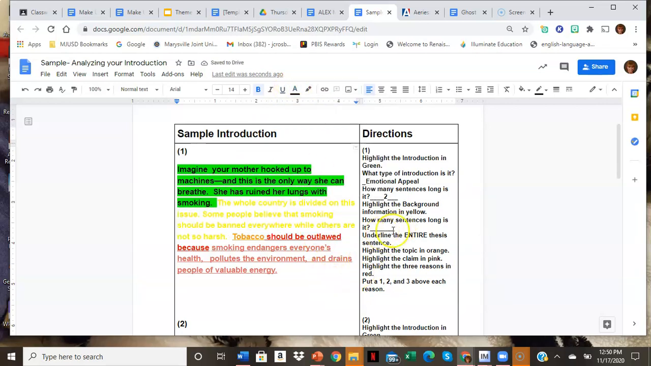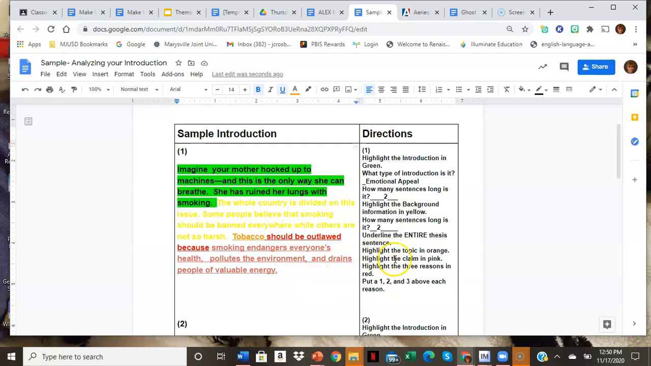It also asks me how many sentences long is my background information. So I check my periods again. Here, this one is 2. Now remember, mine is a teeny bit different than yours, so you better be sure that you get yours done correctly.